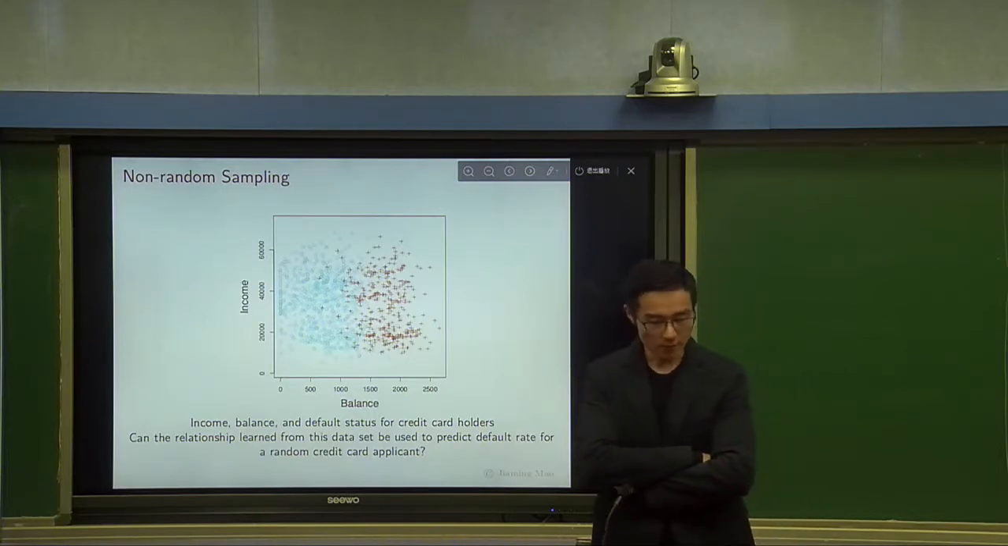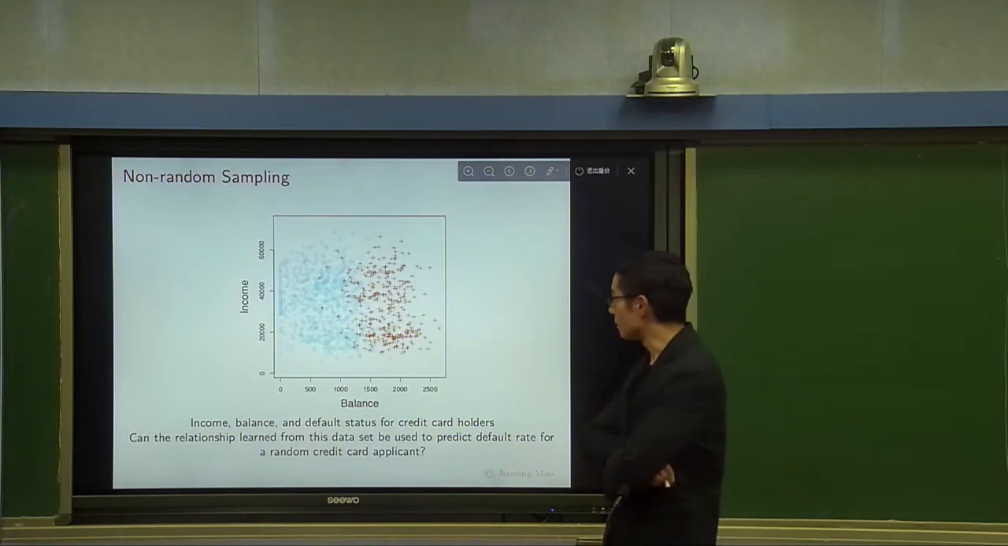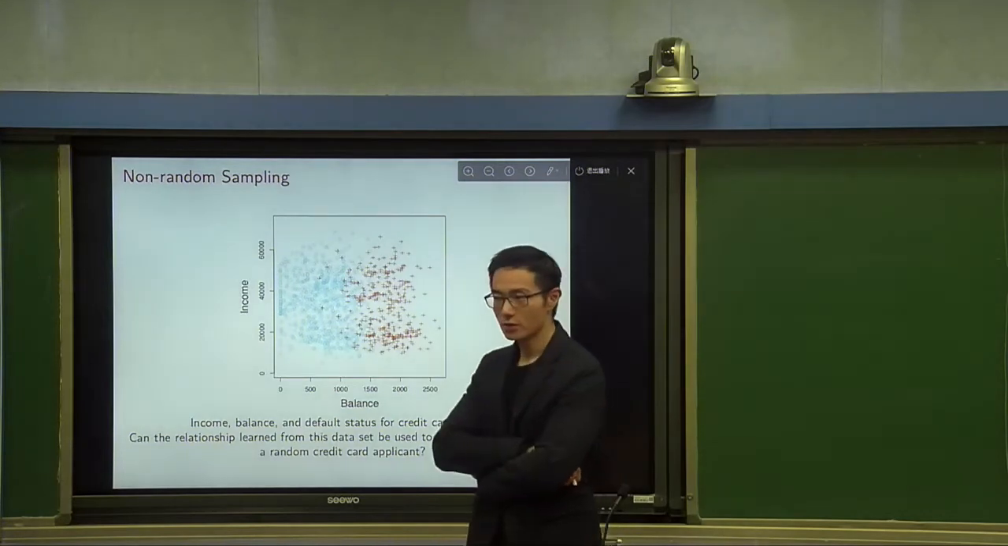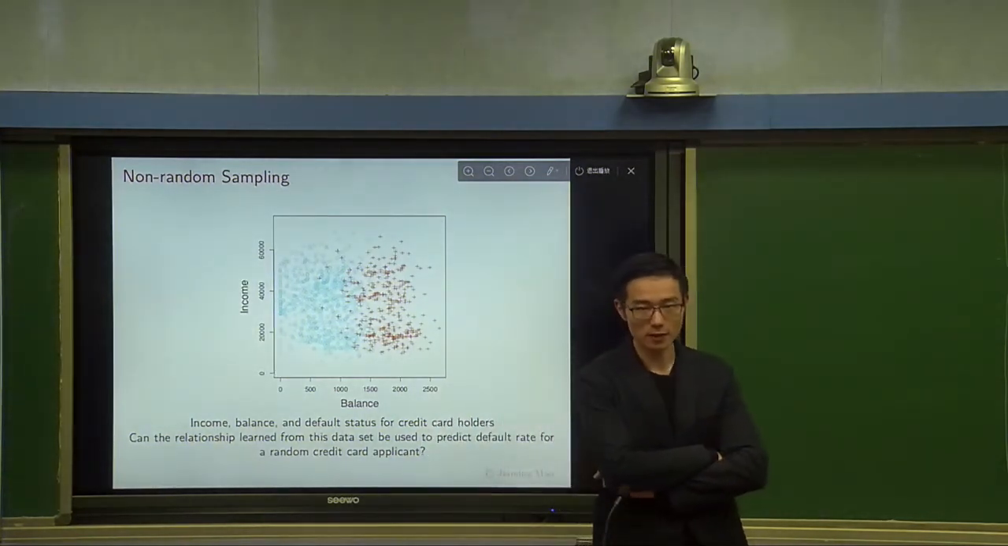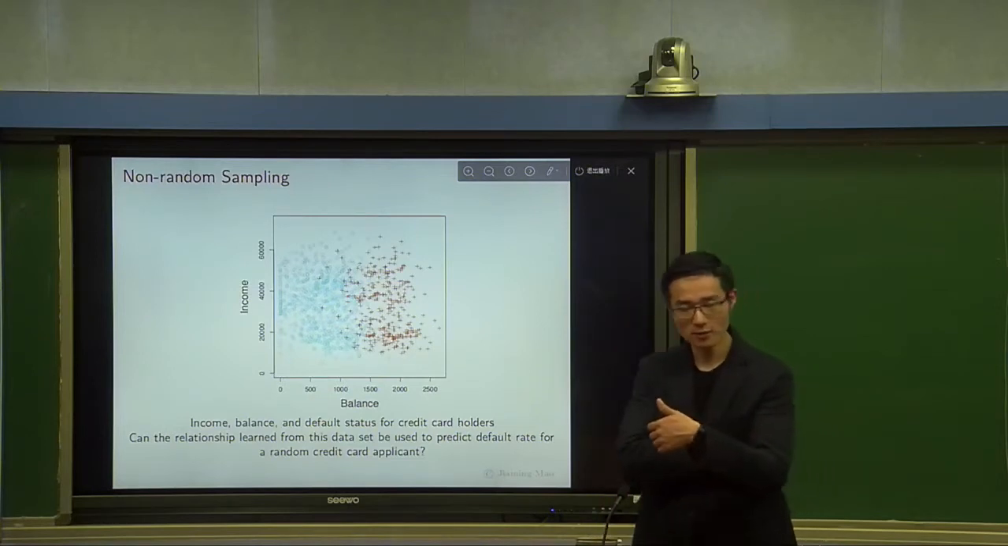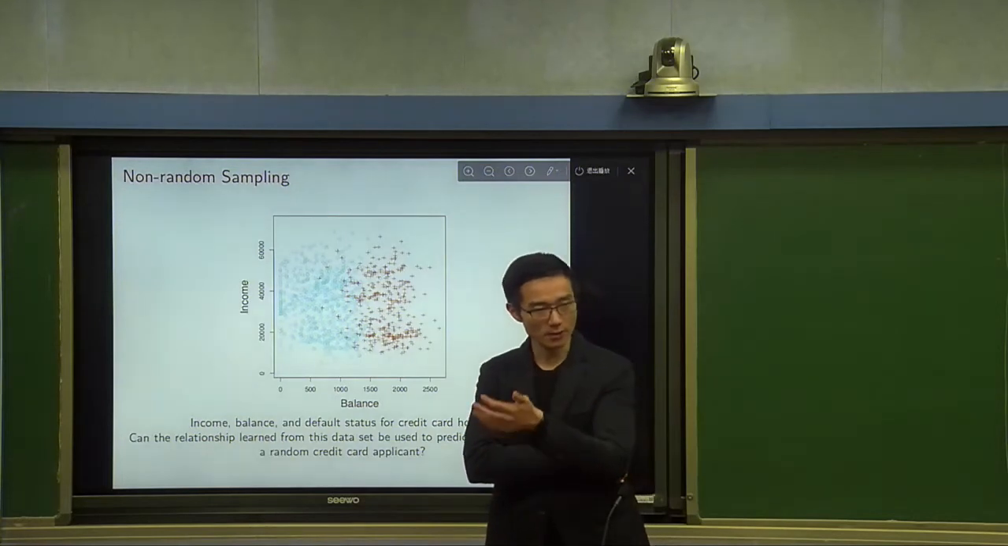Because if I'm a bank and I'm interested in using the available data to assess the default rate of an applicant, okay, so I receive applications for credit cards. So I want to know, okay, is this applicant likely to default or not? So that's the question I'm interested in. Can I use this data to tell me that relationship?